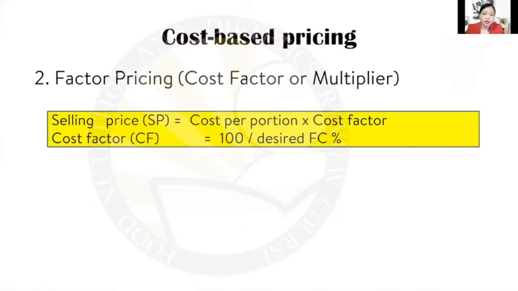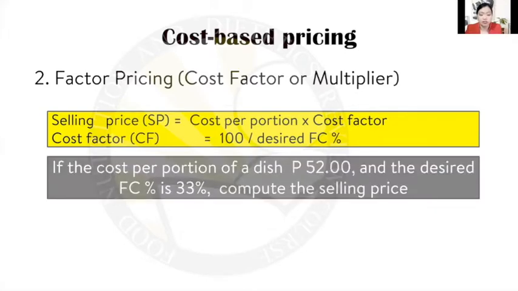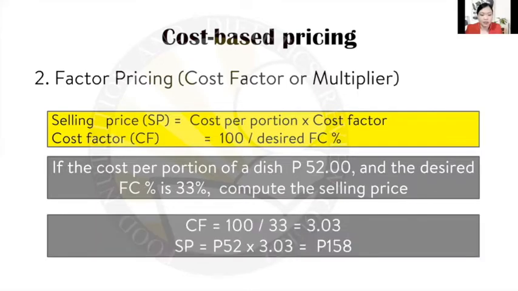For factor pricing, or with the use of a cost factor or multiplier, we get the selling price by the formula cost per portion times the cost factor. So if the cost per portion of a dish is 52 and the desired food cost percentage is 33%, compute the selling price. The cost factor is 3.03, and our selling price will be 52 times 3.03, which is 158 pesos.